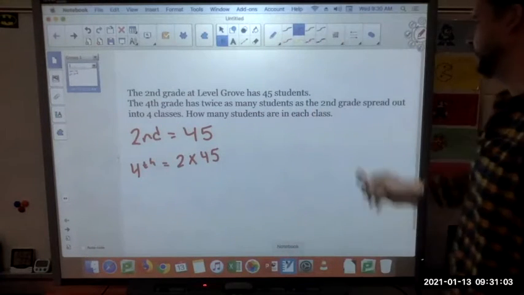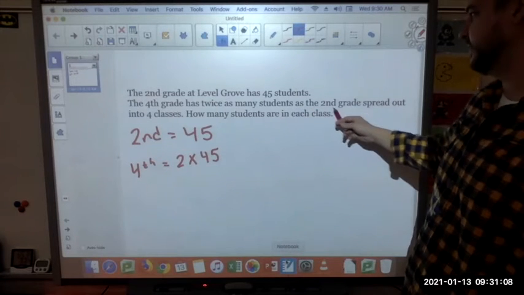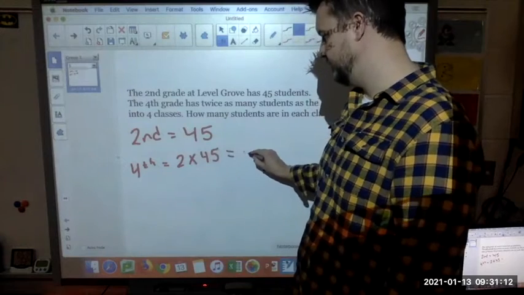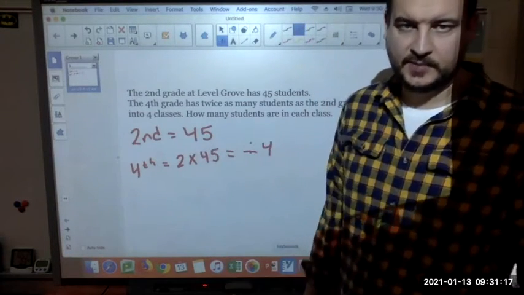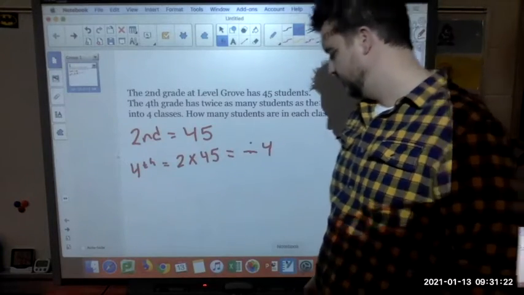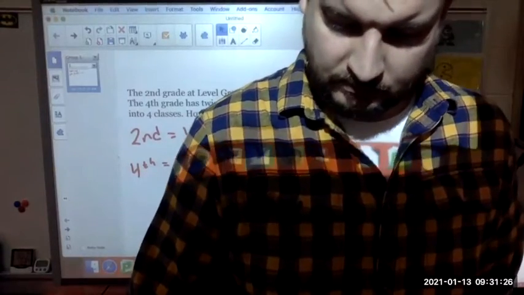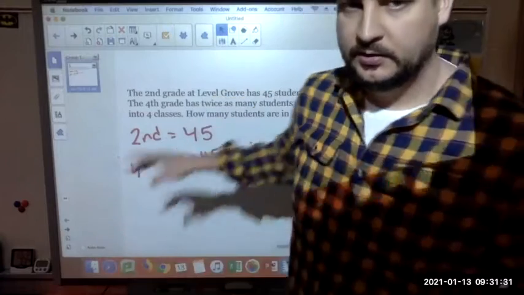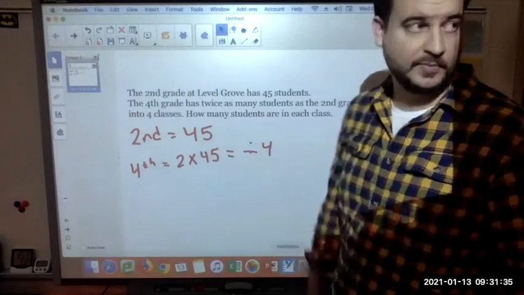It says fourth grade has twice as many students as second grade, and they're spread out in 4 classes. So whatever I get here, I have to divide by 4, because spread out means I'm dividing them up. How many students are in each class? So what you're going to do now is work on this part of the problem, 2 times 45, and then you have to divide that by 4.